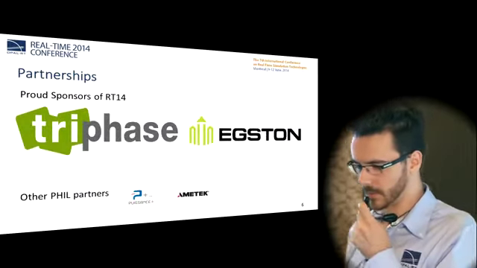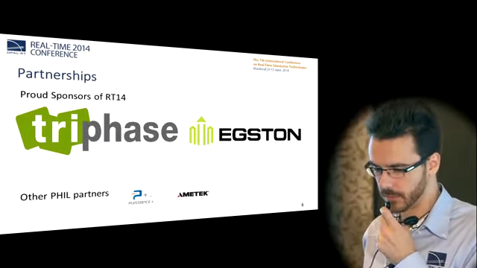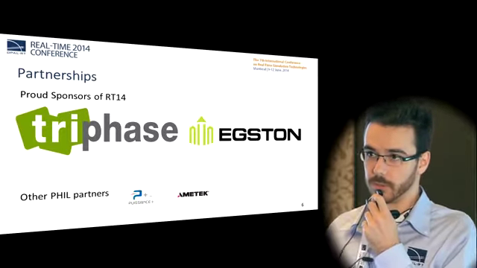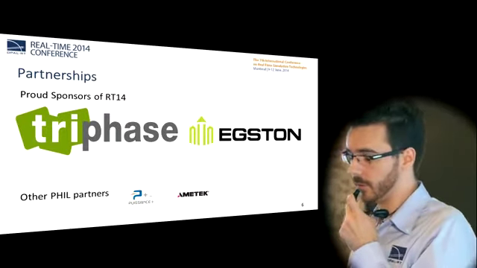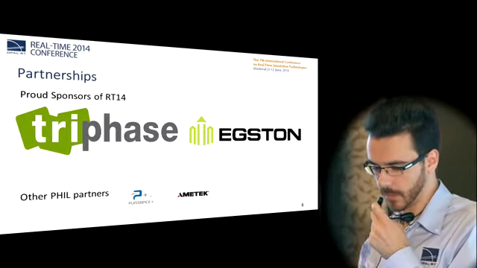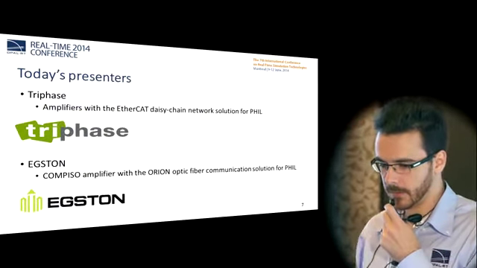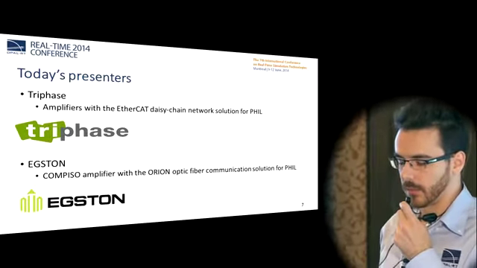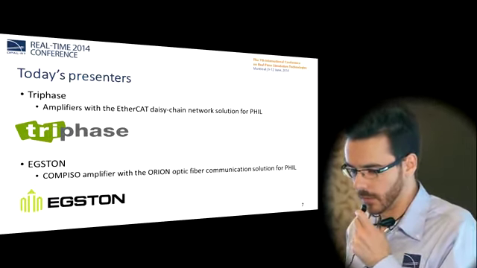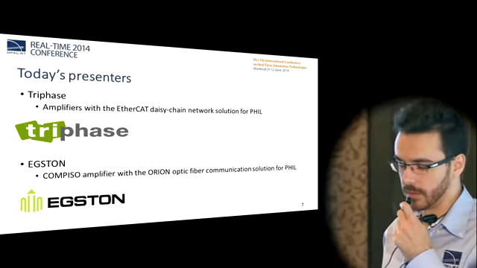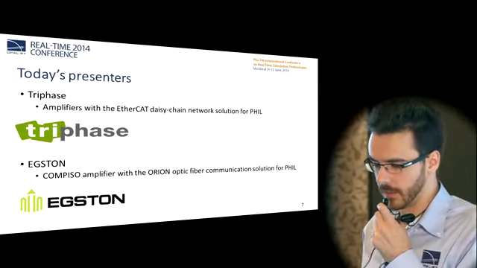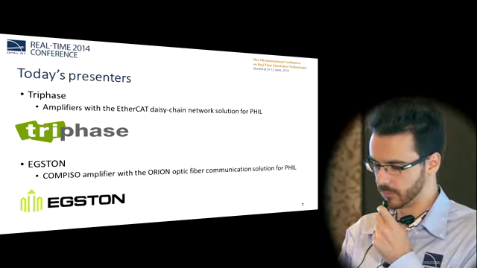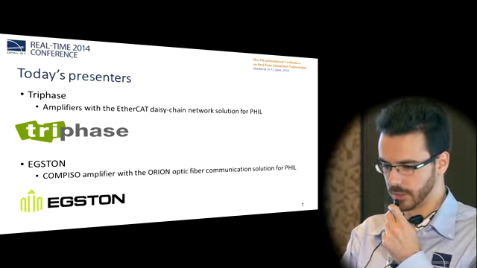Like I said this morning, we have two proud sponsors for the Real-Time 2014. We have Threephase and Extend. This morning we did the demo with Extend. This afternoon we're going to do the demo with the Threephase system. The Threephase system, like I said, is going to be done using EtherCAT communication in a daisy chain fashion to connect the network to the simulator and PHIL simulation.